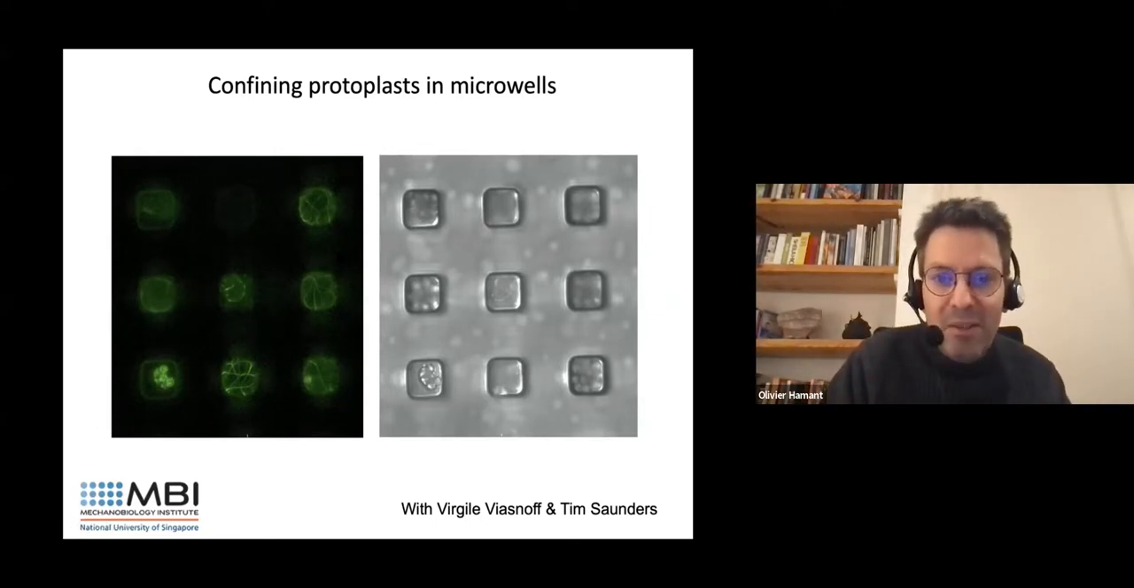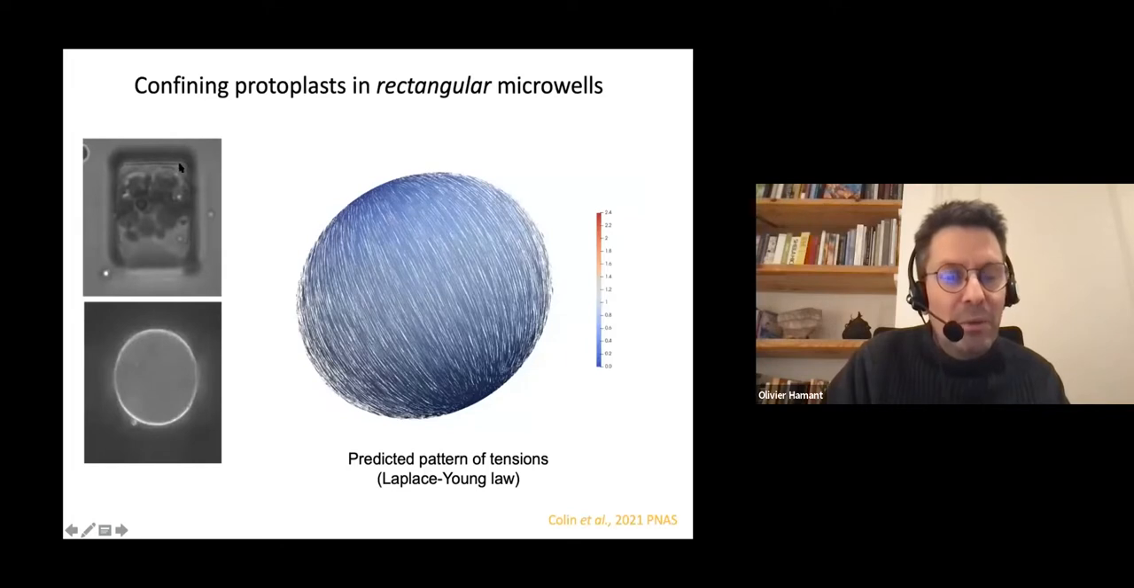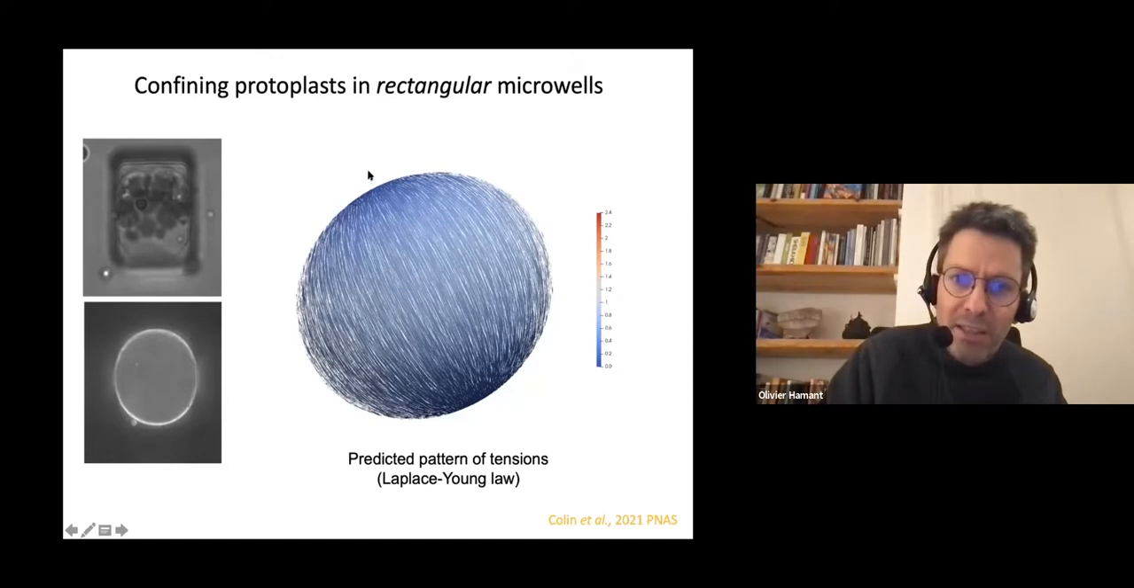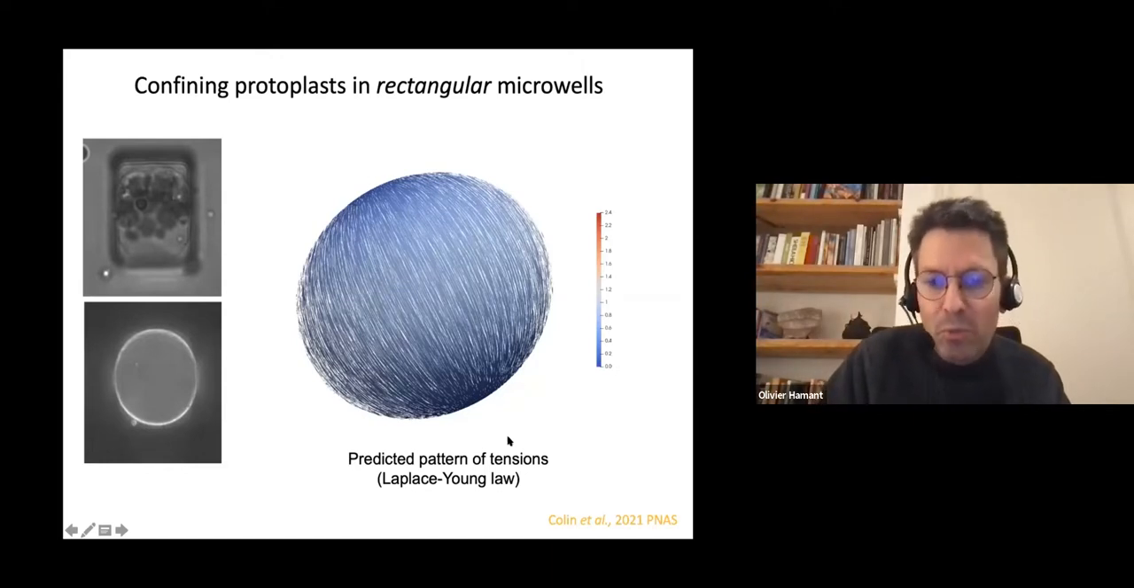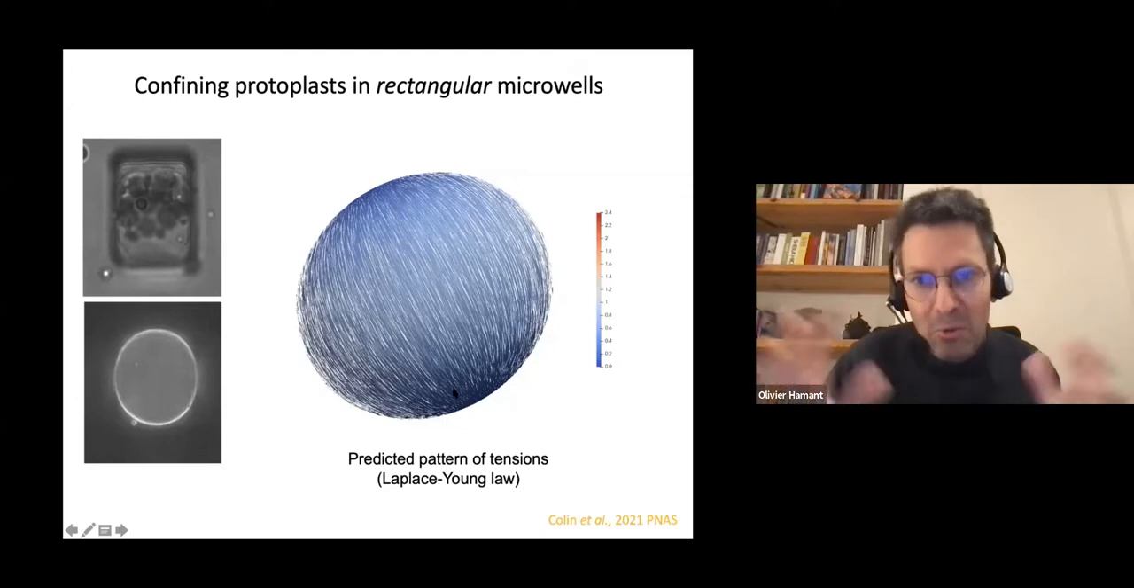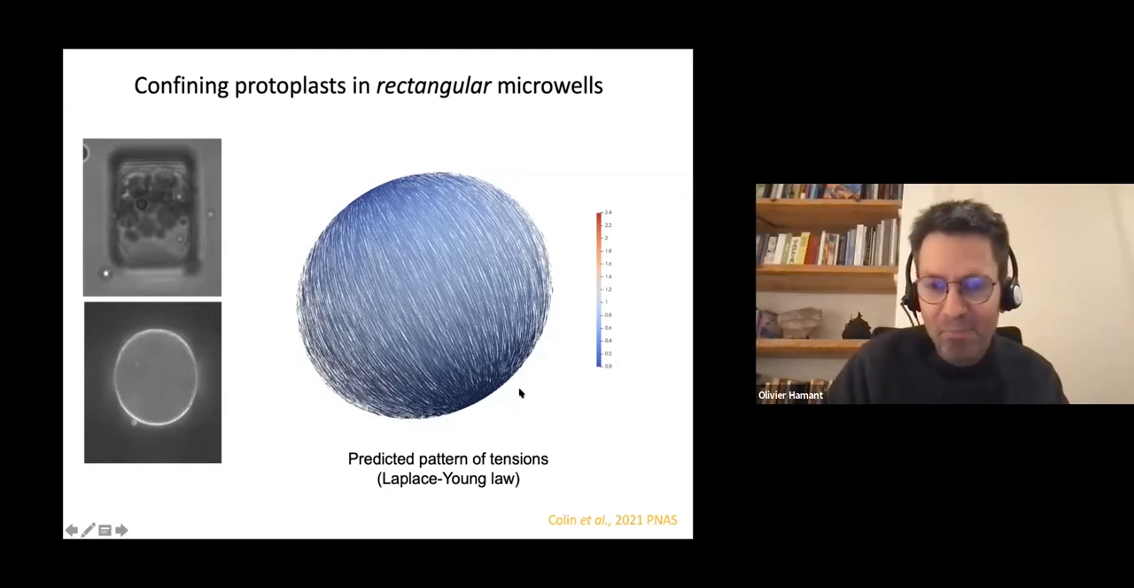Because they are pressurized, we can also change the stress pattern and see what the orientation of the microtubules is. This is what we do with a rectangular microwell, which is of course much more interesting because now we start to have this ellipsoid shape. Here you see the membrane signal. We have a squeezed protoplast. It's not a sphere anymore. It has a curvature anisotropy. The maximal curvature is transverse, and this is the predicted tension pattern in this squeezed protoplast. Because they are pressurized, you have this tension in this direction. Again, it's the sausage on the barbecue. This is the prediction.